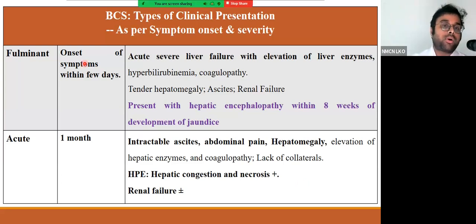Fulminant, there is onset of symptoms within few days, and these patients present with acute severe liver failure with elevation of liver enzymes. Also, if presentation is with hepatic encephalopathy within 8 weeks of development of jaundice, we call it the fulminant type. This fulminant usually happens with sudden large thrombosis of the hepatic vein or IVC. Acute, it presents in 1 month. It presents with triad of intractable ascites, abdominal pain, and hepatomegaly.